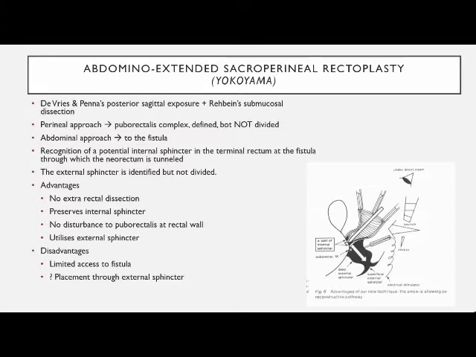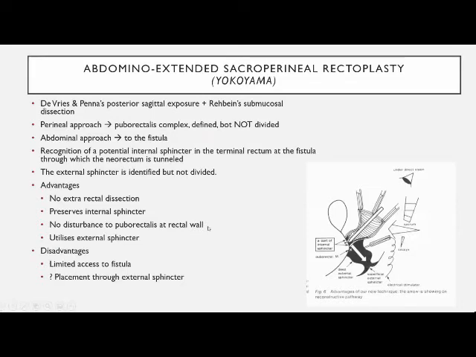Another modification which came up, which is essentially a combination of De Vries and Peña's posterior sagittal exposure with Rehbein's submucosal dissection, is the Yokoyama procedure. In this, via a perineal approach, the puborectalis complex is defined but not divided, and via an abdominal approach, the fistula is accessed. Then, under vision, the neorectum is tunneled as shown here.